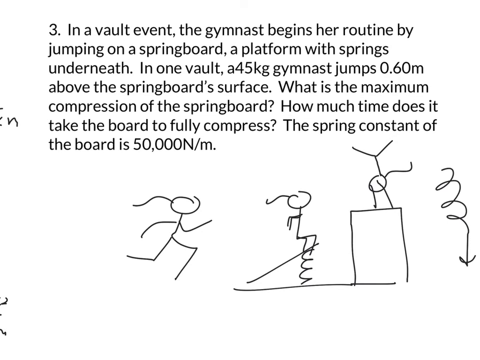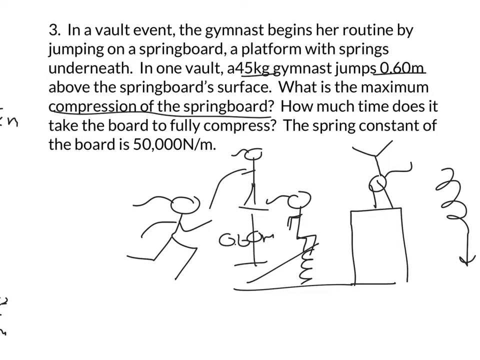All right, so here we know it's a 45 kilogram gymnast. She jumps into the air. So when she jumps from here, she jumps up. And at that point, she is 0.60 meters above the top of the springboard. Then she lands on it. And that's the only part that we actually care about. How far does it compress? So from here, the springboard's going to compress under her weight. And we know the spring constant of the springboard. So we're looking for the maximum compression, which is the distance. And we're looking for time.